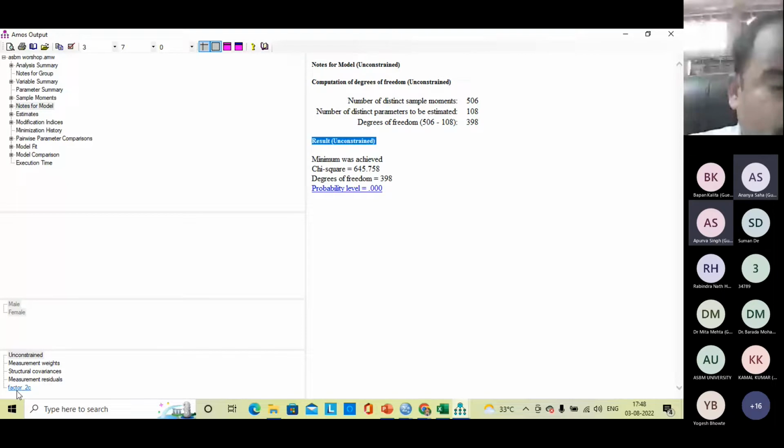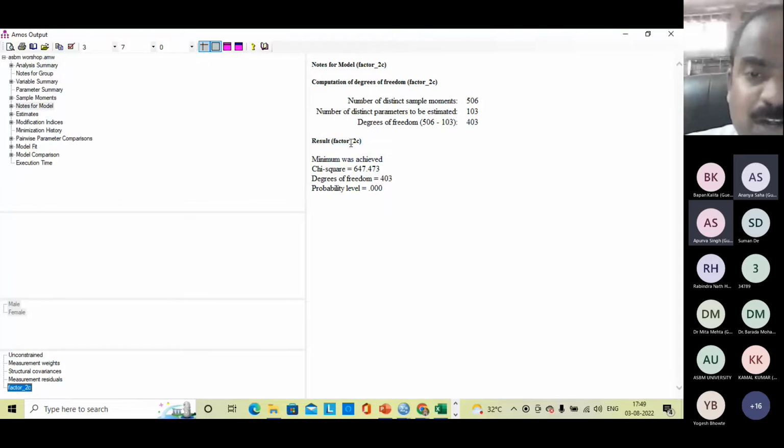Click in the bottom left, that is factor underscore 2C, which I have just created. Click there. Look at here, it is constrained, not written, but it is factor underscore 2. So another chi-square value is appearing.